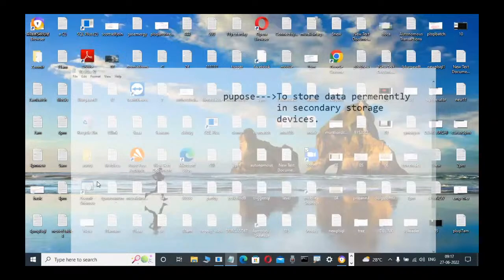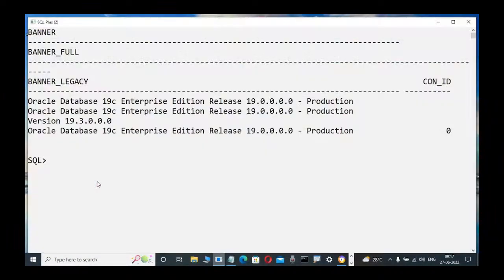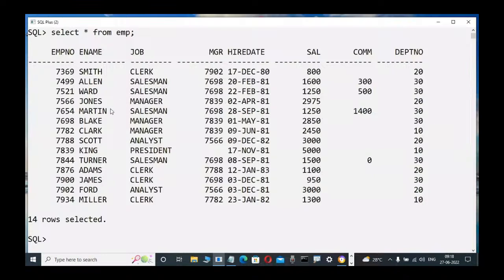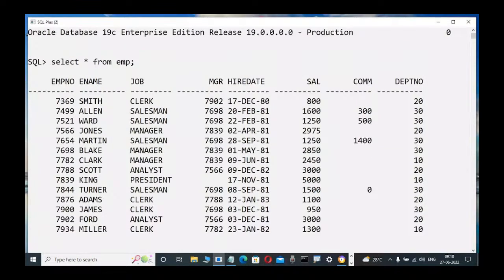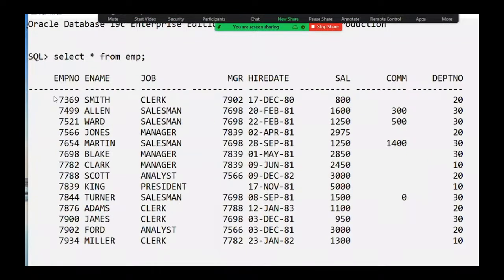Suppose I am observing the data here. In this database, the data is in table format only. Observe here, yes, table format. You will become familiar with all these things in the future. Now concentrate here. Is the data in a structured manner or not? At least observe it here.